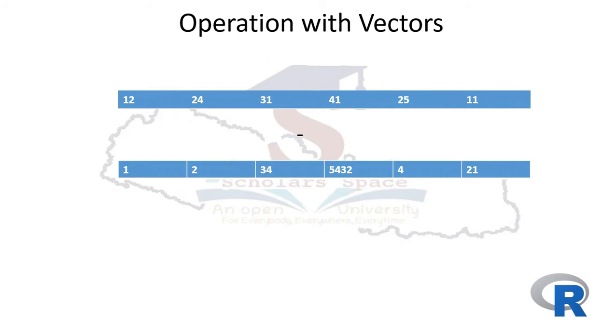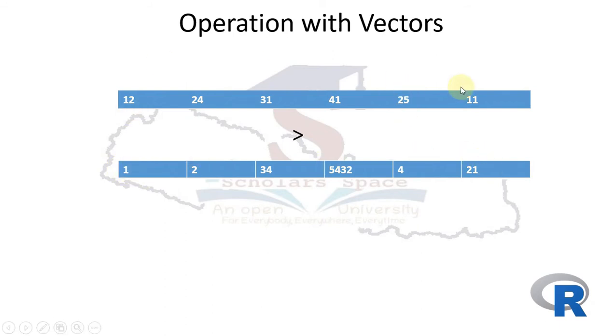And similar is the case with subtraction. Suppose we also want to check which of these two vectors is greater. Suppose we want to check if this vector is greater than this vector. In that case, what R does is it gives us a third vector, which is a logical vector that contains true and false statements for each and every element, whether the corresponding element of this vector is greater than the corresponding element of this vector or not.